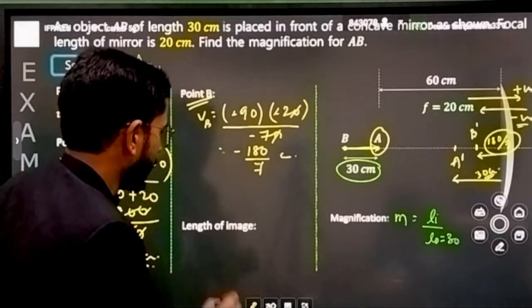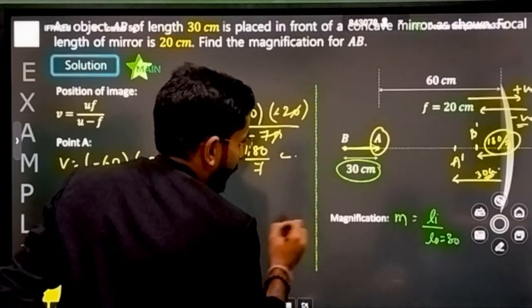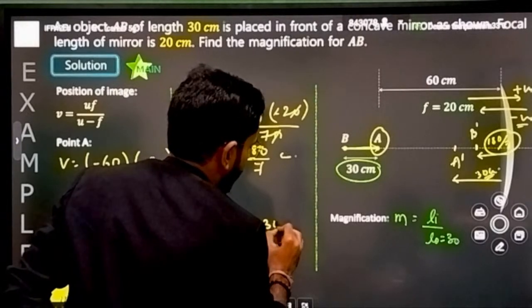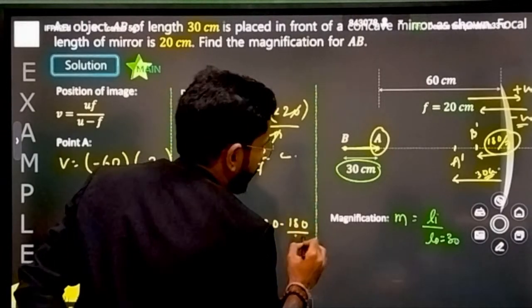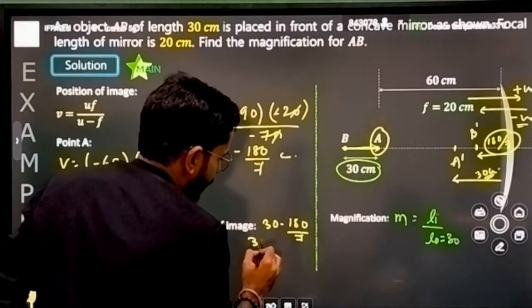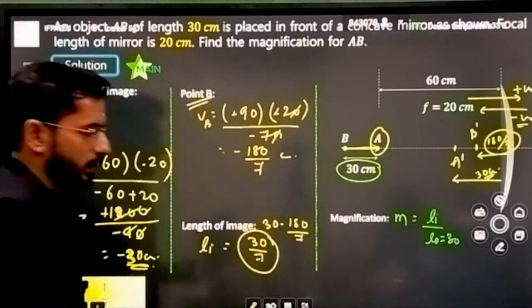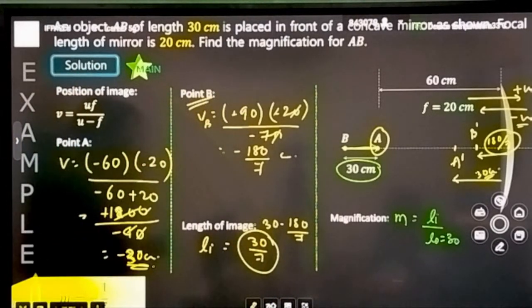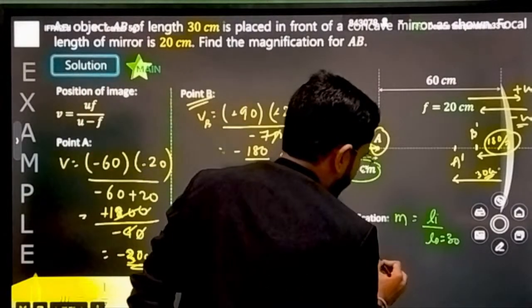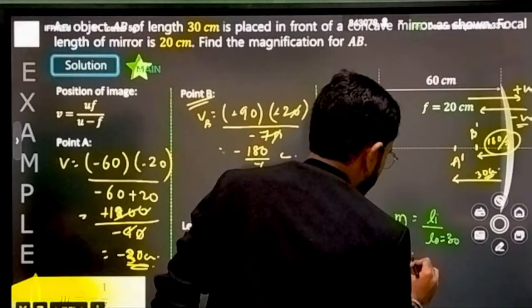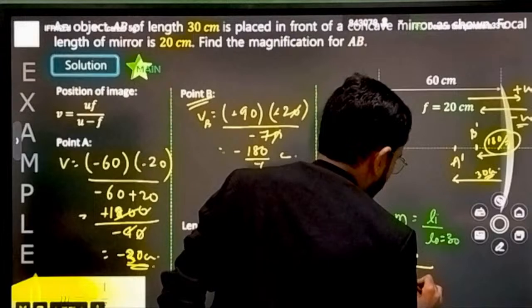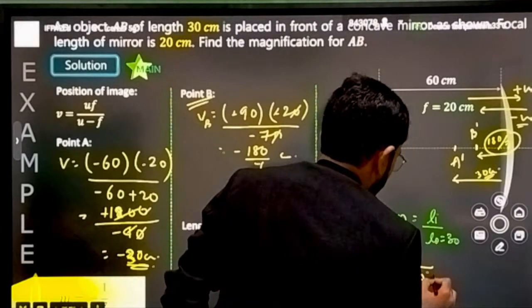How much is the length of image? How can I calculate the length of image? Can I say I will subtract 30 minus 180 by 7? That means how much is it coming? Can you say it is nothing but 30 by 7 centimeter? Length of image is 30 by 7 centimeter. Now just put it in the magnification. Length of image is 30 by 7 and length of object is already 30.